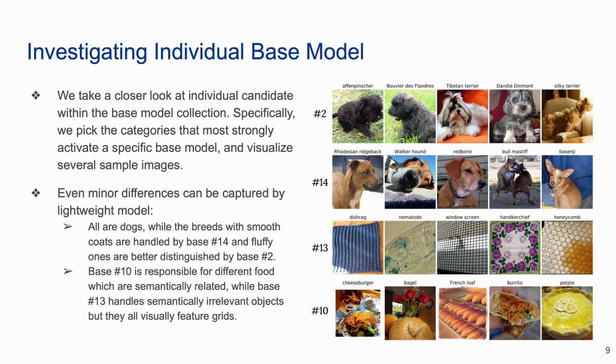We also check the categories that most strongly activate individual base models to better understand the synthesis procedure. We find that even subtle differences can be captured. For example, base number 14 and base number 2 both handle dogs, but one focuses more on the fluffy dogs, while the other deals with smooth-coated breeds.